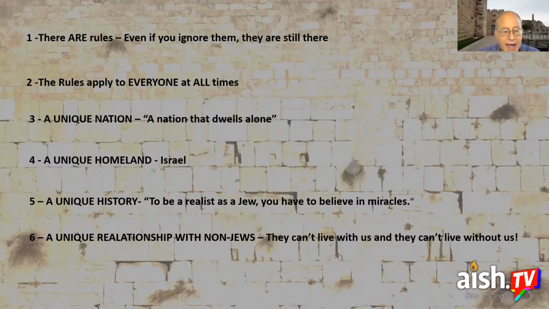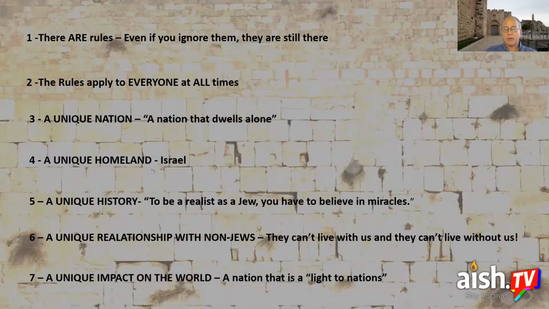Pretty cool. And so they can't live with us. They can't live without us. And the 7th of our 7 rules, God says, right? He says, I'll bless those who bless you and curse those who curse you. Through you, all the nations or communities of the earth shall be blessed. This is the whole idea of this light to nations idea.